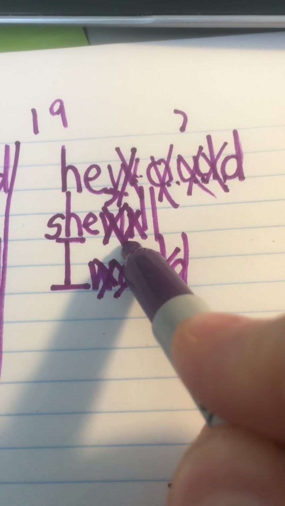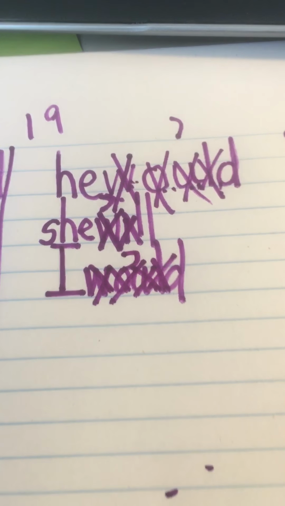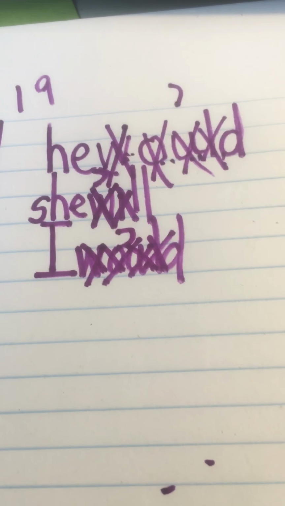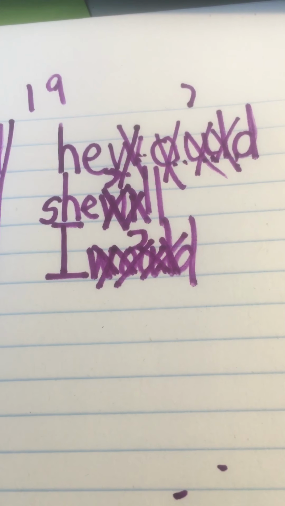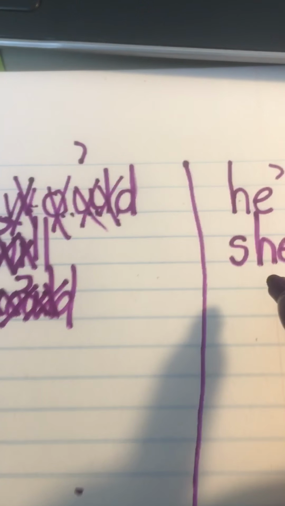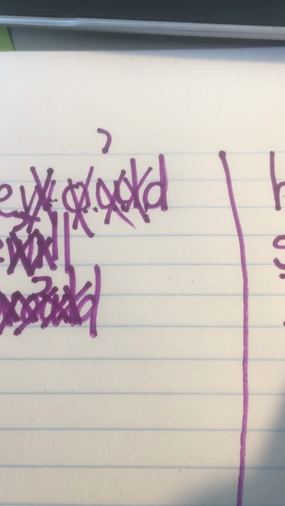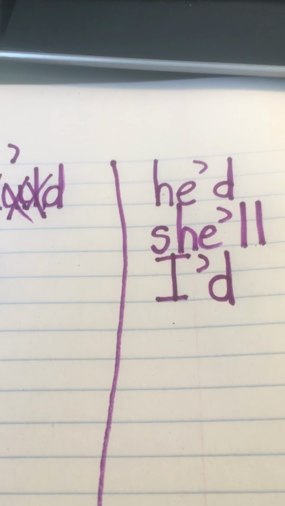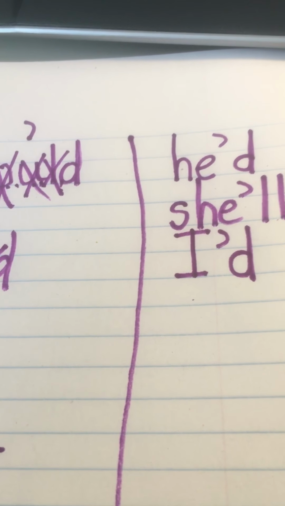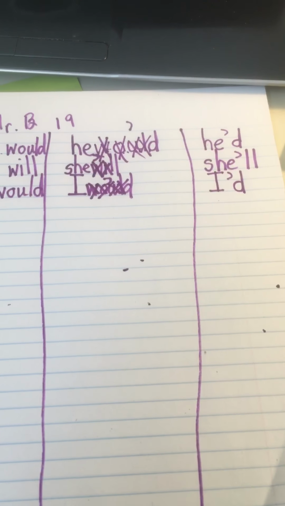What do we replace them with? An apostrophe. And all of a sudden, what was 6 letters is now going to be contracted down to 2 letters with an apostrophe. I'd like to see you as soon as possible. All right, let's do one more.